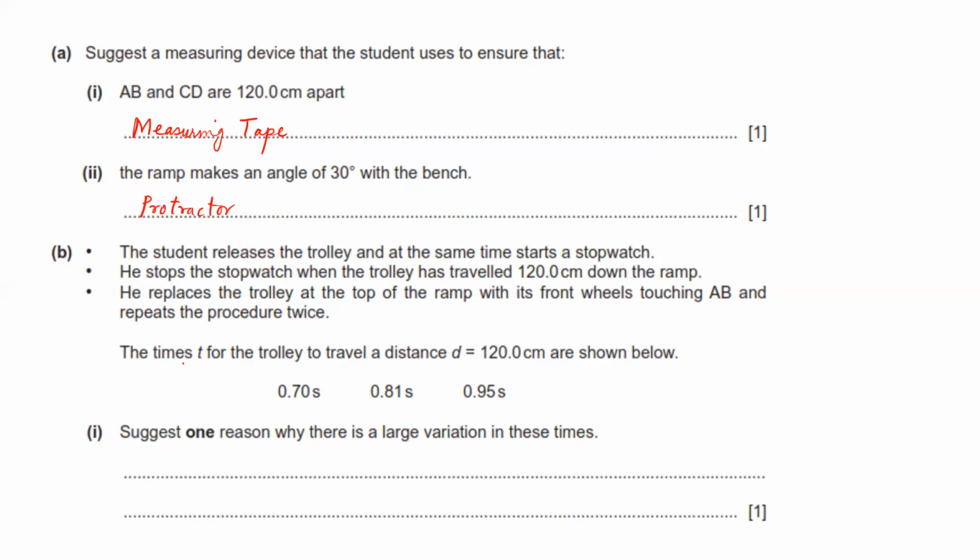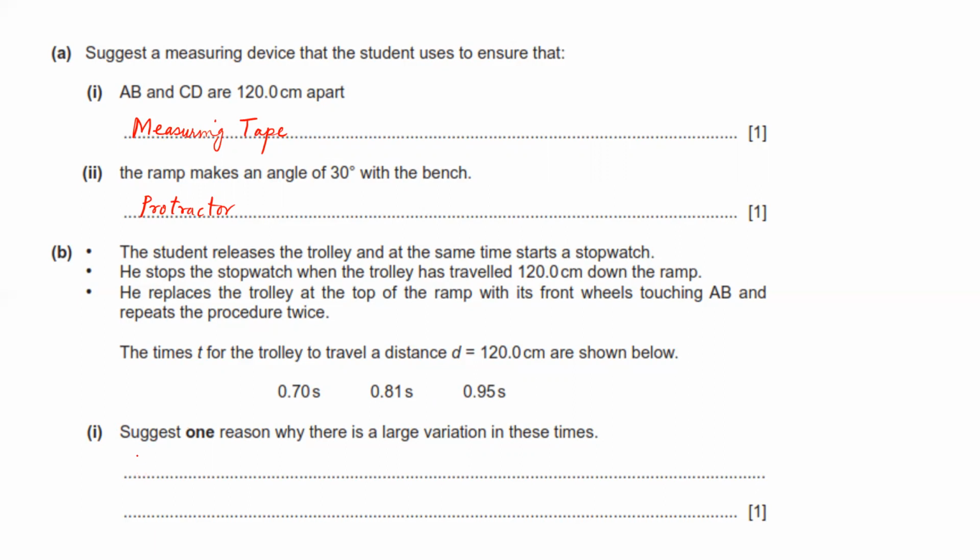twice. The times T for the trolley to travel a distance of 120 centimeters are shown. So just one reason why there is a large variation in these times. The biggest reason is the human reaction error. So as soon as he leaves the trolley and he starts the stopwatch, the reaction time is there. And since the trolley is moving down the ramp, it is a fast moving object. So it's pretty difficult to judge a fast moving object.